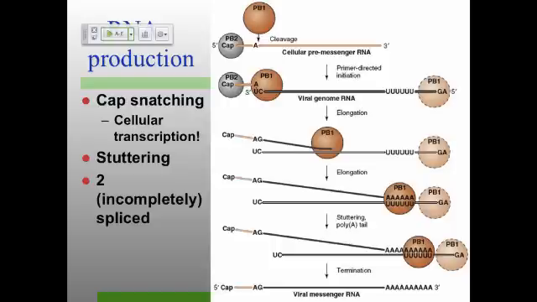Concentration of the N or nucleocapsid protein. So high protein: make genome, package that genome, get it out. Low N protein: keep making enough messenger RNA until you have enough of those proteins to put the virion together and have those go out.